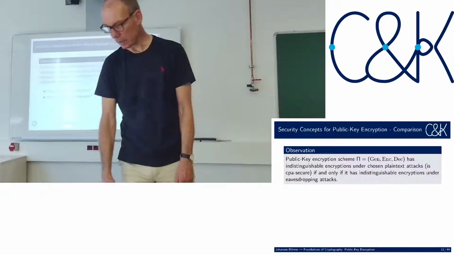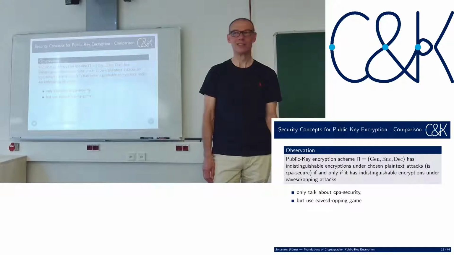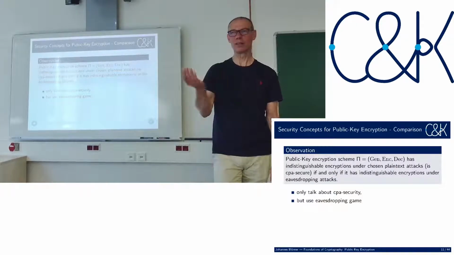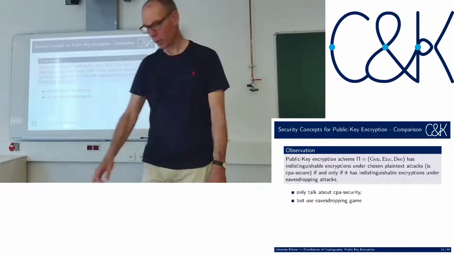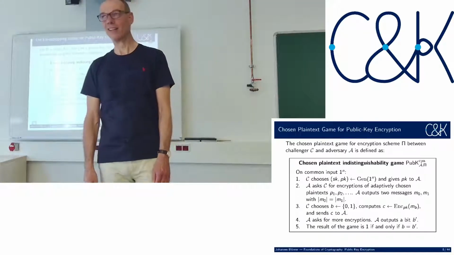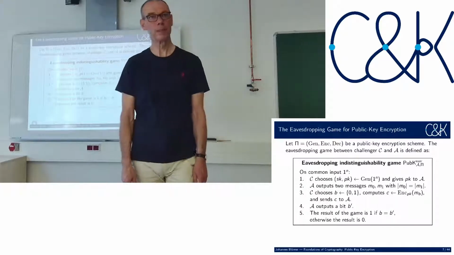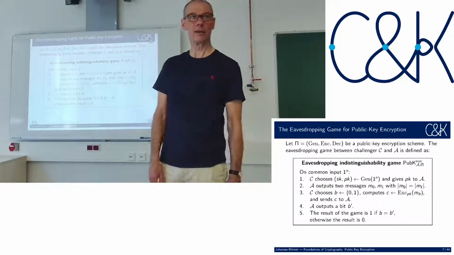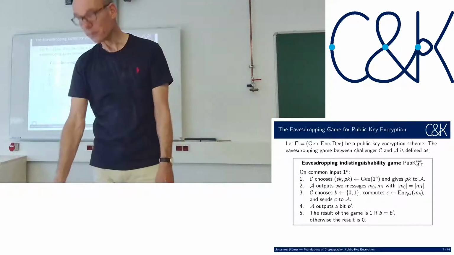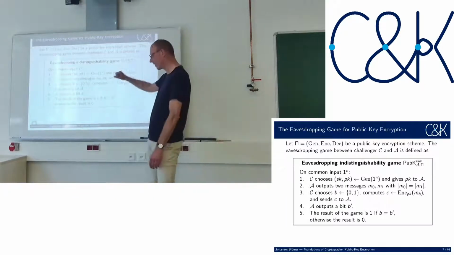So we only talk about CPA security, but use the eavesdropping game. So nobody says eavesdropping security for public key encryption schemes at all. They always use CPA, but the way they define CPA is using this game here. So they would call this here the CPA indistinguishability game. And I follow that, so I talk about CPA security. Sometimes I say eavesdropping security, but never mind. I always mean chosen plaintext security, but I talk about this game.